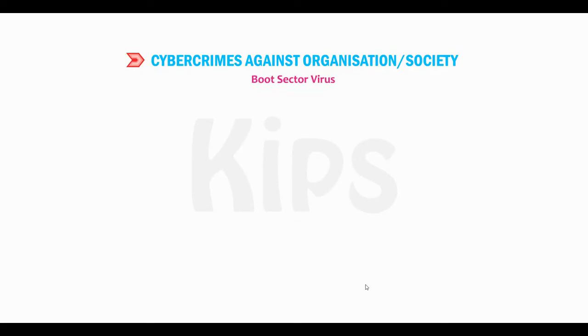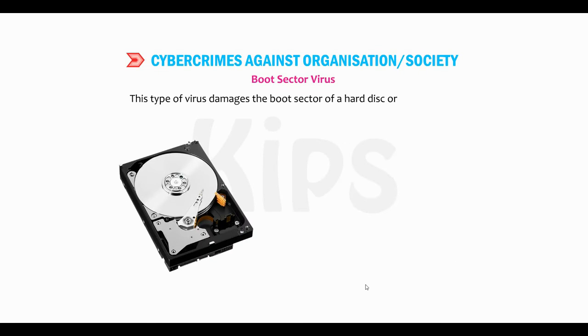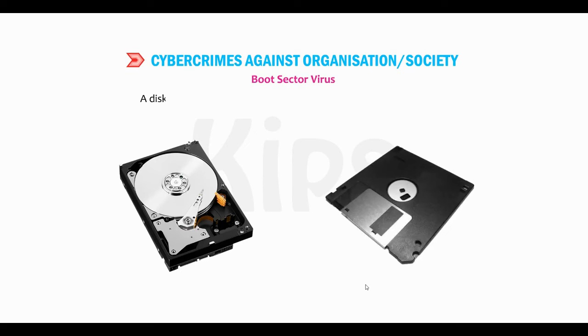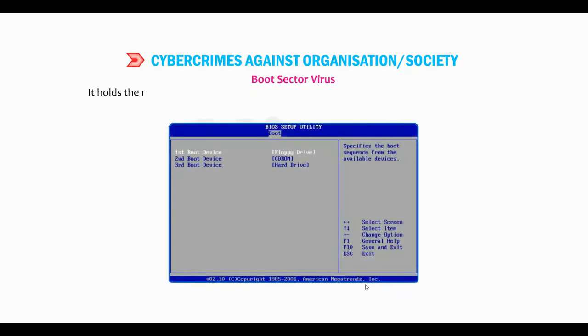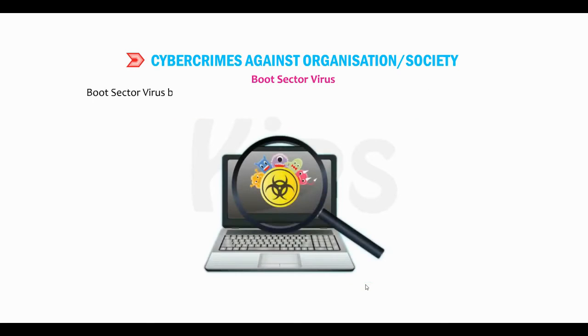Boot sector virus. This type of virus damages the boot sector of a hard disk or floppy drive. A disk or hard drive comprises smaller sections known as sectors. The first sector is called the boot sector. It holds the master boot record, which is responsible for reading and loading the operating system. Boot sector viruses become active at the time of booting the machine and destroy the data on the hard disk. Examples are Disk Killer, Stone virus, etc.